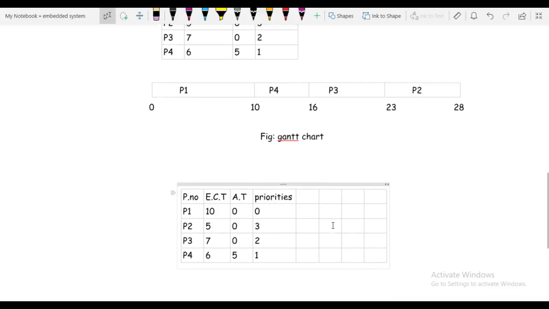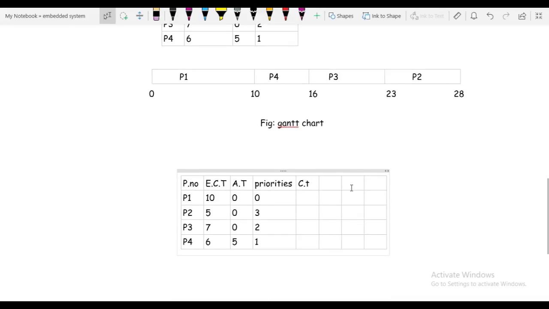Okay, now let's see the completion time of these processes. For completion time, just remember to start from the end so that you will get the correct answer. That is, P2 has completed after 28 milliseconds. For P3 you have 23 milliseconds, for P4 you have 16 milliseconds, and P1 is completed at 10. Now let's find out the turnaround time.